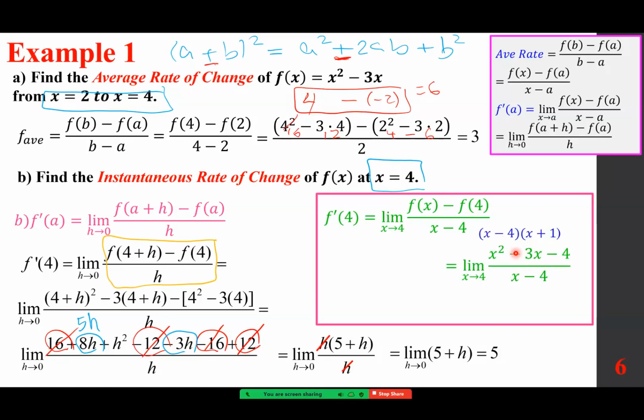I'm assuming, again, we are very comfortable with factoring. These two cancel each other. We get the limit of x plus 1 as x approaches 4. When you replace the x with 4, you get the same number that we got here, 5. And so we're done.